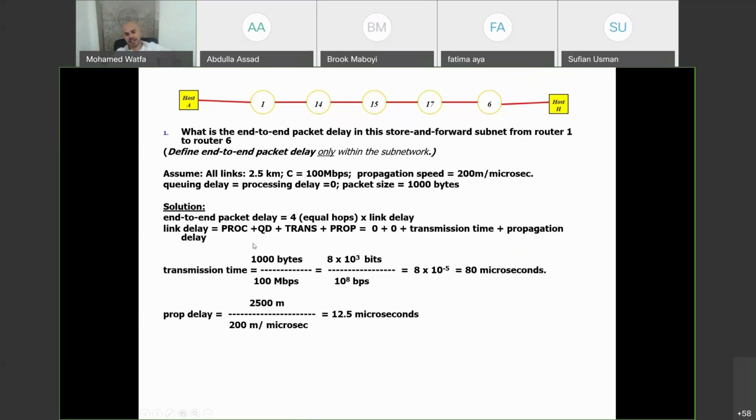We are almost done. Add them together, you get the link delay is 92.5 microseconds. And finally, the end-to-end delay is 4 times 92.5. So we get the final answer. So you can see it's not difficult. If you organize your stuff, you can easily do this. Just remember the basic things I taught you today.